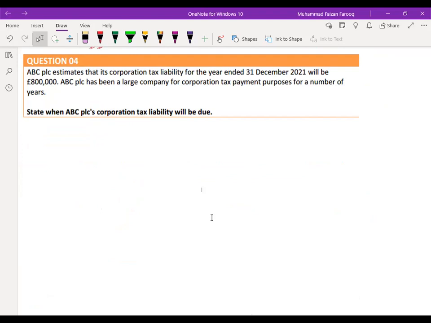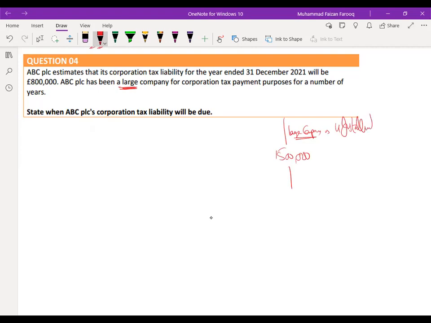Now, how will a large company pay, what will be the 4 installment dates, we will discuss with this question, which is ABC. I need you to read it, please. ABC estimated that its corporation tax liability for the year ended 31st December 2021 will be £800,000. ABC has been a large company for corporation tax payment purposes for a number of years. State when ABC PLC corporation tax liability will be due.